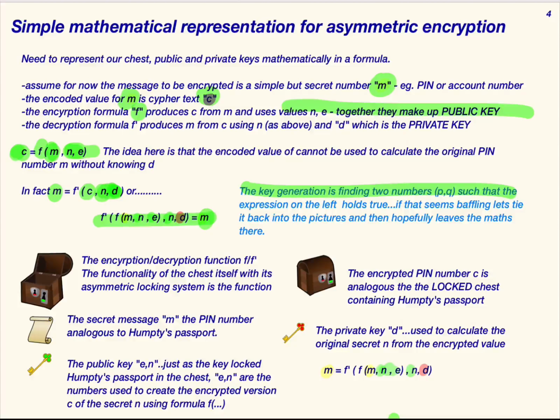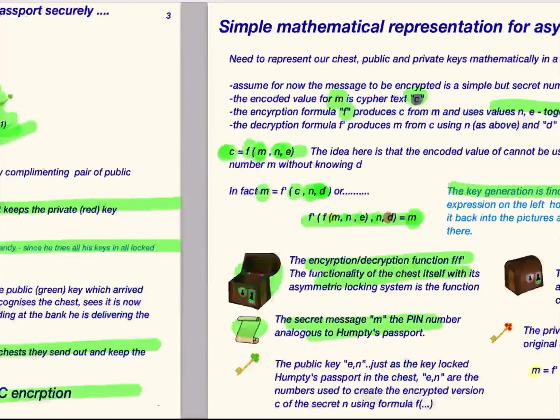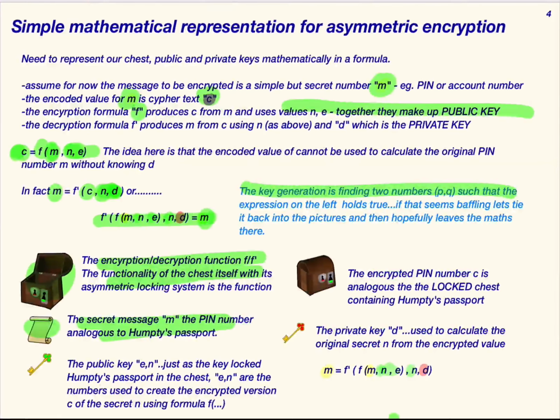And just to hammer the analogy home, the encryption-decryption formula, F, is analogous to the treasure chest. The secret message, i.e. the PIN number, is analogous to the passport that we saw in the Humpty Dumpty example. The public key, E, the combination of those two numbers, E and N, corresponds to the green key that locks the chest. The encrypted PIN number is analogous to the locked chest containing the passport.